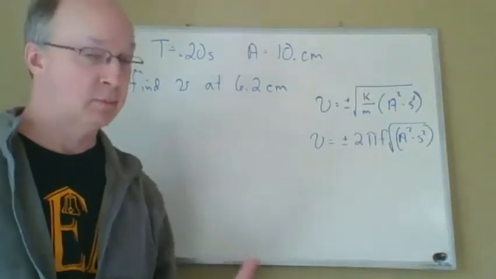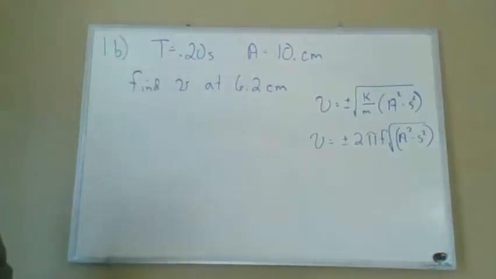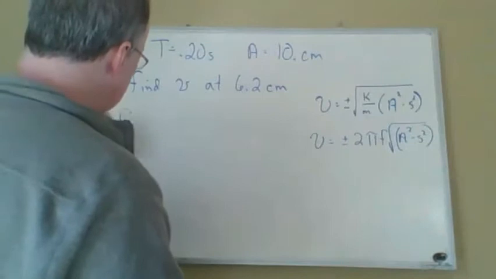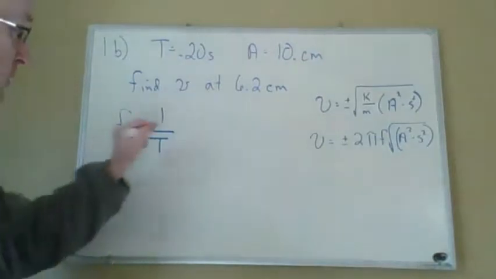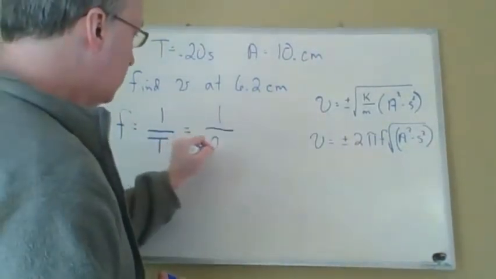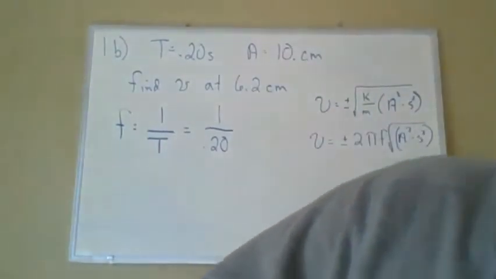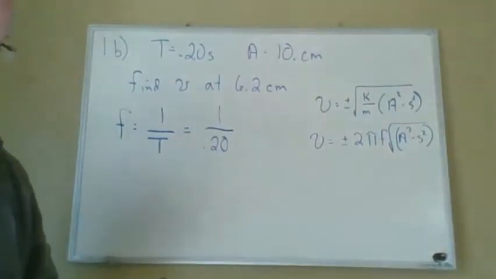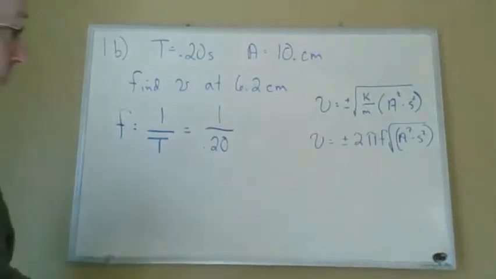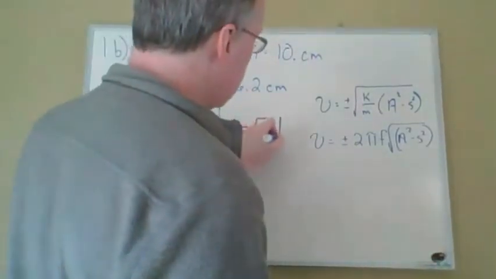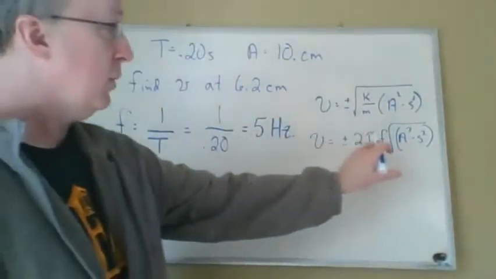Now, some of you are saying, well, Mr. Morgan, we don't know the frequency. You do know the period. You know that frequency is equal to the reciprocal of the period. So that's going to be 1 over 0.20. And if you get out your calculator, 1 divided by 0.2 equals 5. 5 hertz is the frequency. Now we know the frequency.